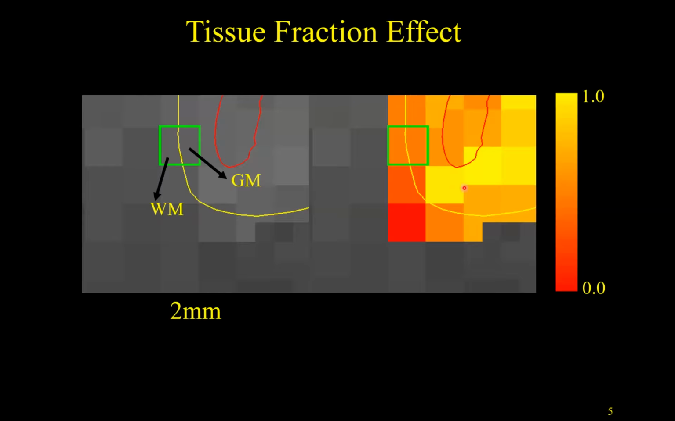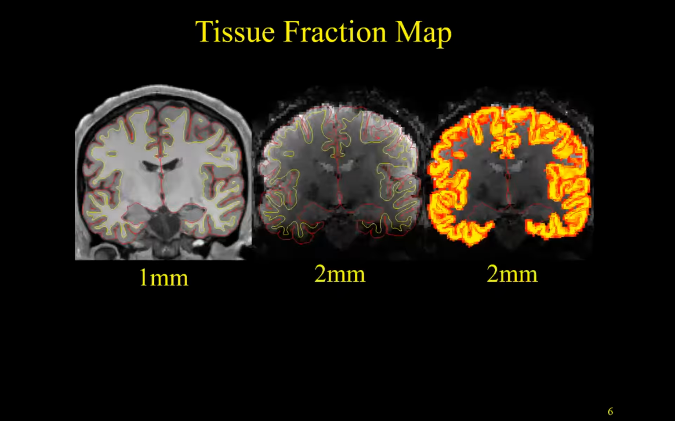The color scale here goes from 0 to 1, and the color indicates how much gray matter is there, based upon how that voxel cuts through the surface. So this voxel here is almost entirely in gray matter, so it's a bright yellow. This voxel here is very close to being fully in white matter, so it's this dark red color. And you can do this at every single voxel, and you can create maps in this way.